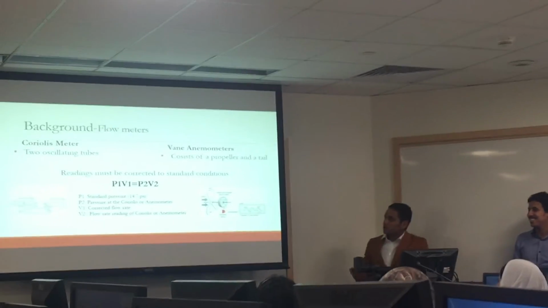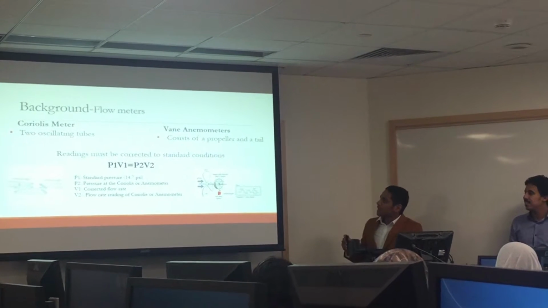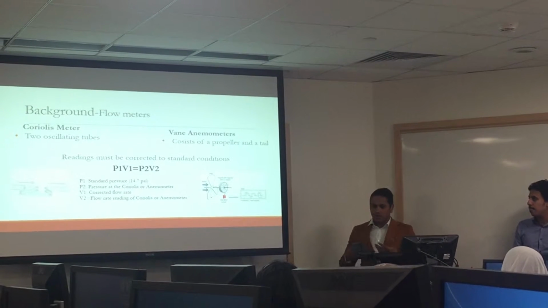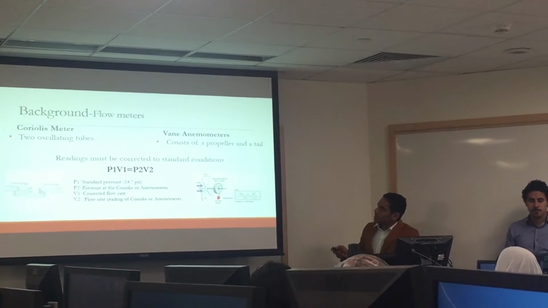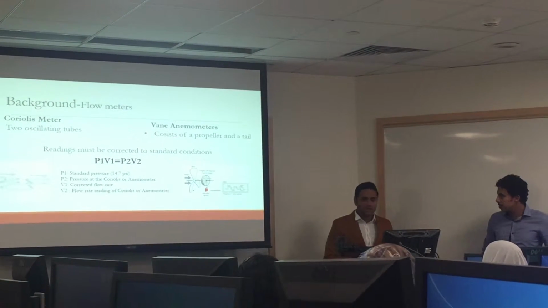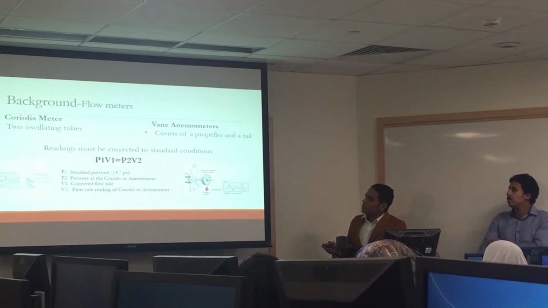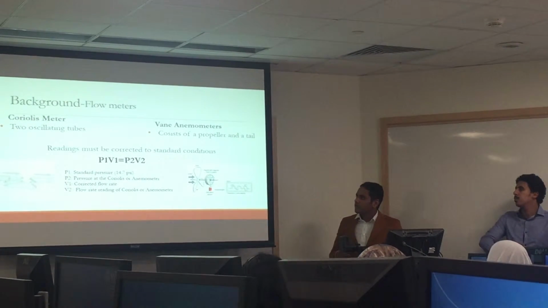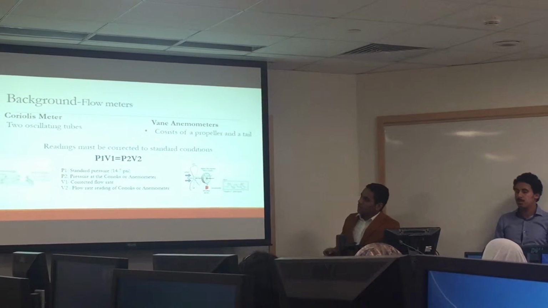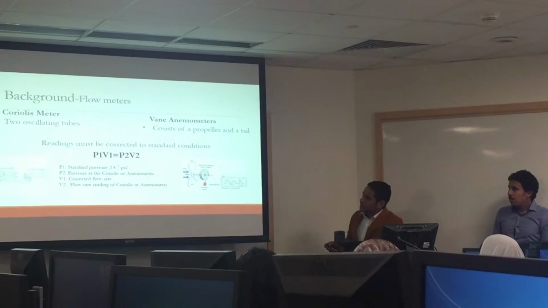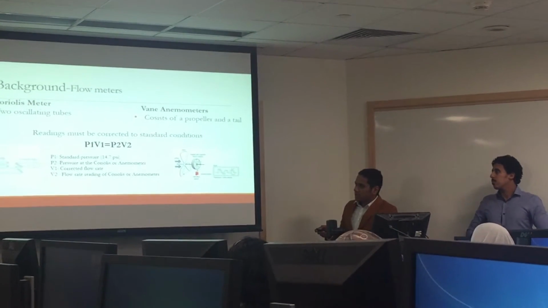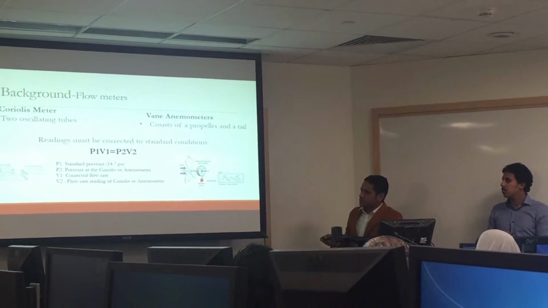Then anemometers consist of a propeller and a tail, and the faster the propeller moves, the higher the flow. Also about anemometers, unlike other flow meters which give the flow rate, they give the velocity. So in order to obtain the flow rate, we needed to multiply by the cross-sectional area of the anemometer. Also, to correct the readings obtained from the Coriolis meters and anemometers, we use the ideal gas law, and this is the flow rate.